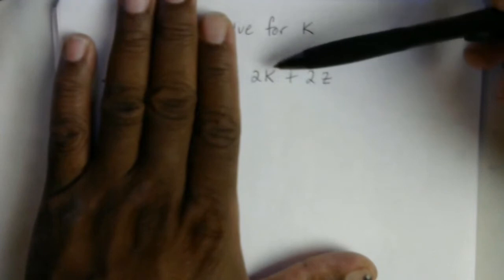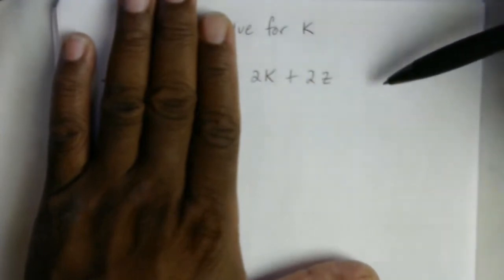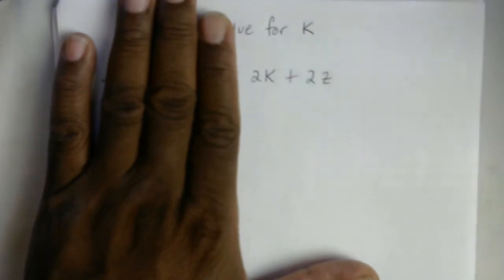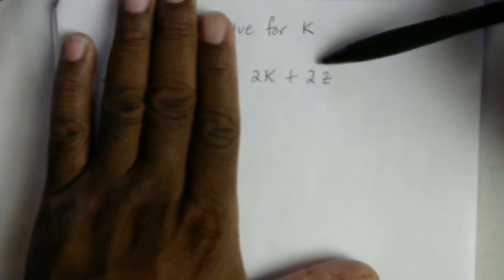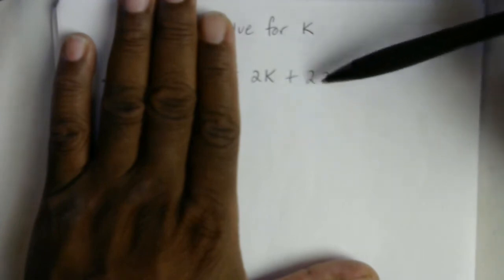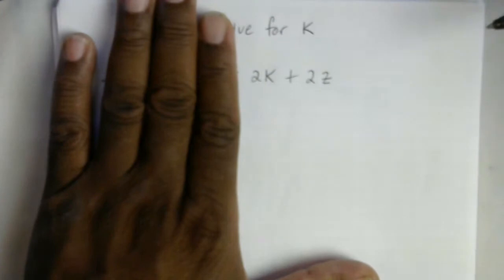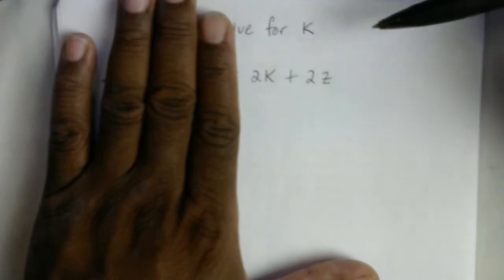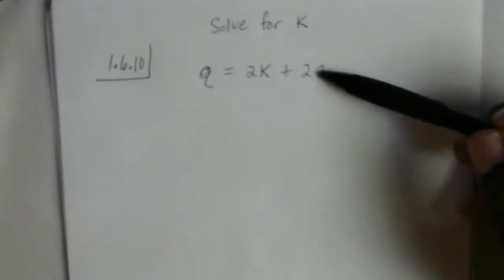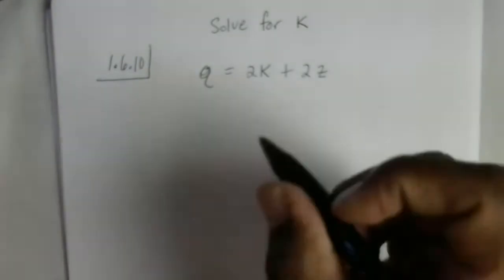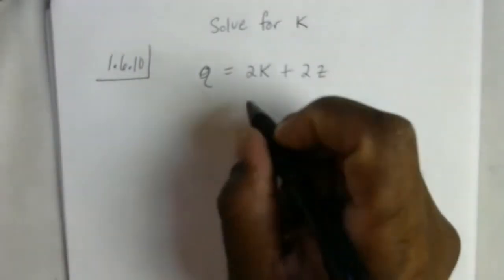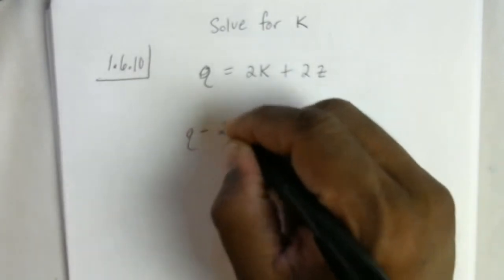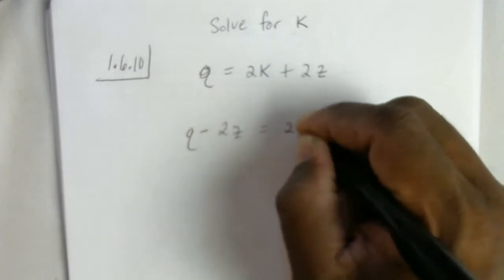On the side that contains K, there are 2 terms. One of these terms doesn't have anything to do with K. So I'm going to take this term 2Z and transpose it or move it to the other side. So what I'm doing is slowly but surely isolating K. So my first step is to transpose 2Z. So once we transpose 2Z, we have Q minus 2Z is equal to 2K.